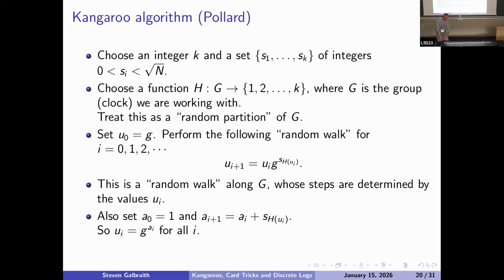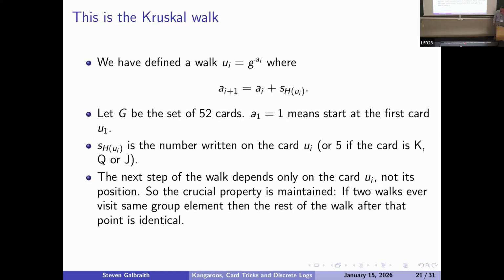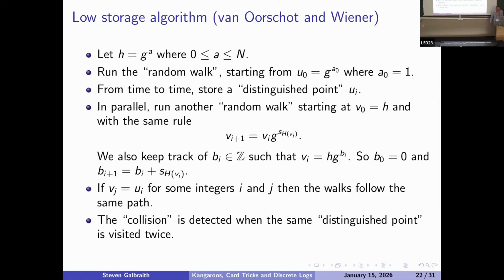So I start at the first card, run the walk, and every now and then I put a radioactive frog on one of the cards. I've got lots of frogs. These are called distinguished points. Not very important, but this is the contribution of van Oorschot and Wiener. I keep going. This is called the tame kangaroo. And in parallel, I have the wild kangaroo.